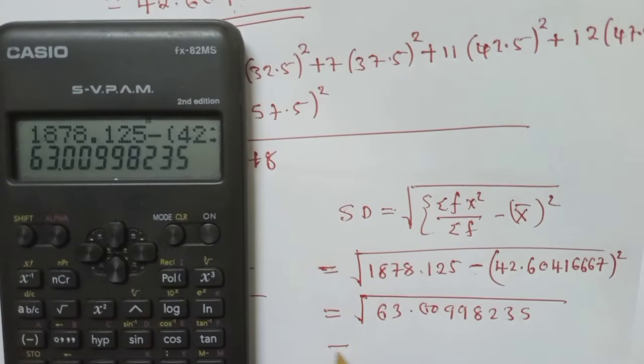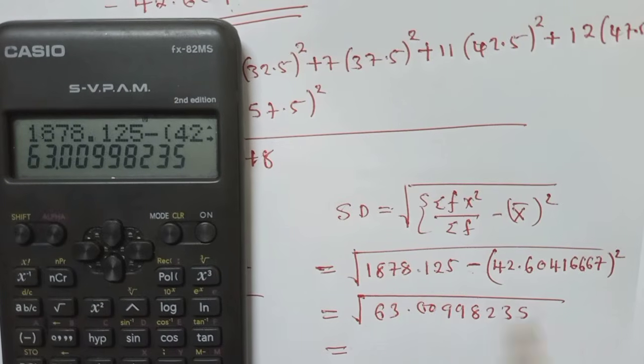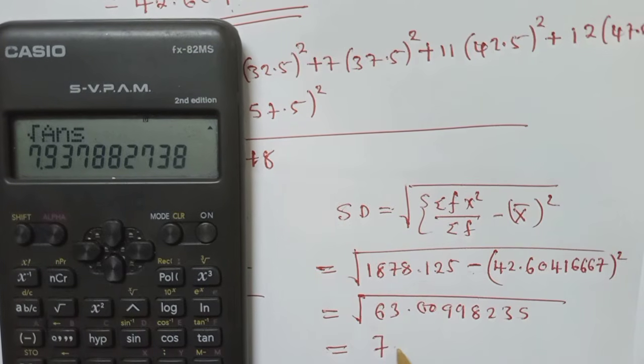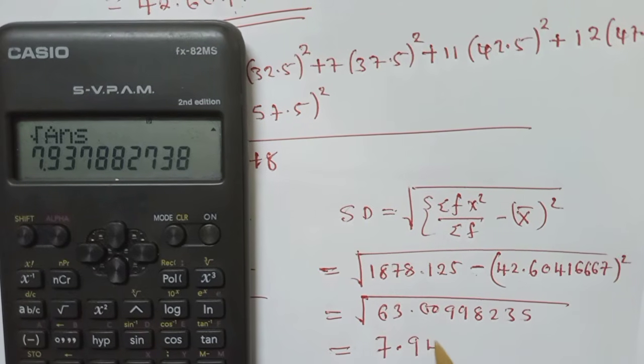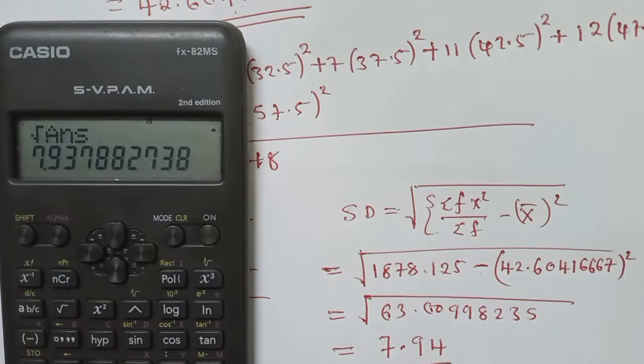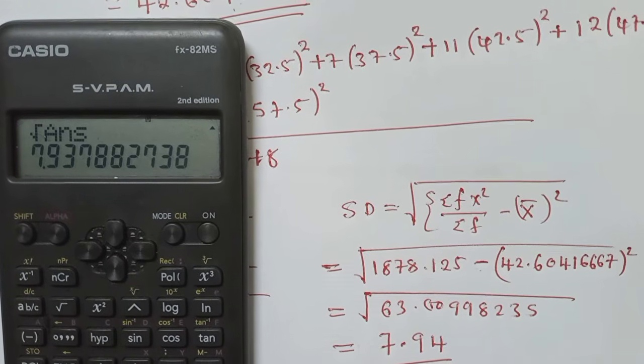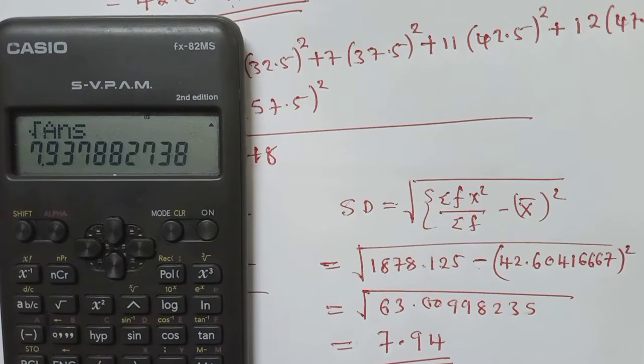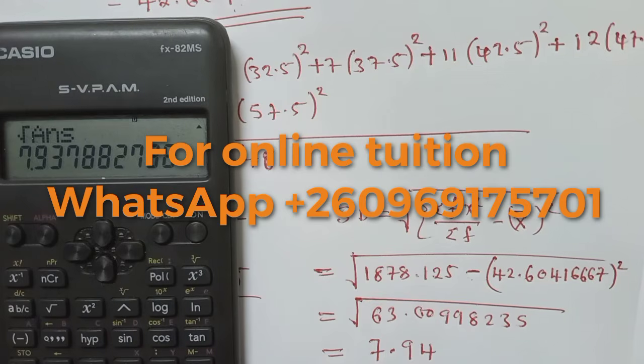Now we want to get rid of this square root, so we just punch on that root, and then we say equal to. So we're getting 7.94 in 2 decimal places, or 3 significant figures. This is 7.94, and this is our answer for this question.